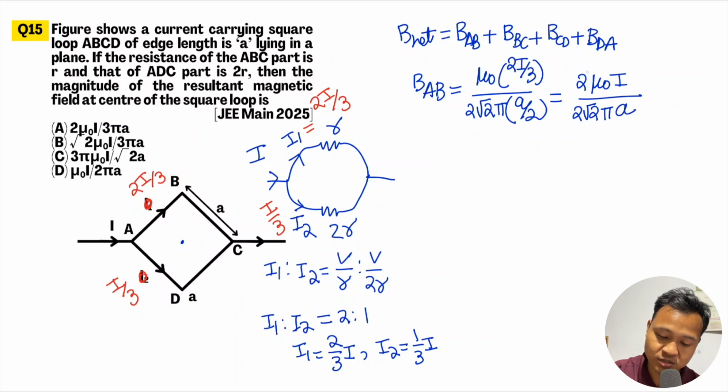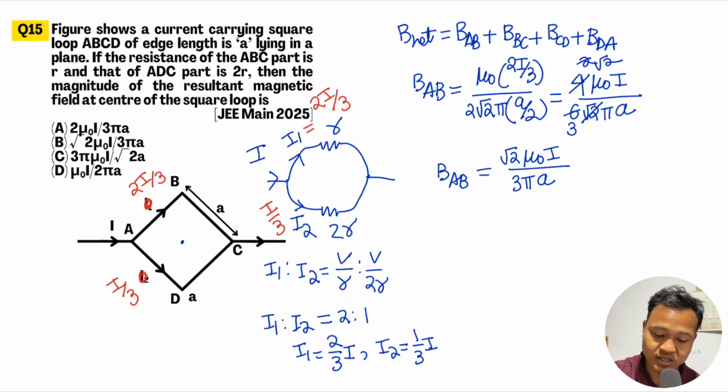by 2. So here you'll have 4. So 3, 2 threes are 6. 2 twos are 4, 3 times 2 is 6. So that means 2 by 3. So you'll have root 2 into mu naught into I divided by 3 pi A. Okay, so this is B_AB.